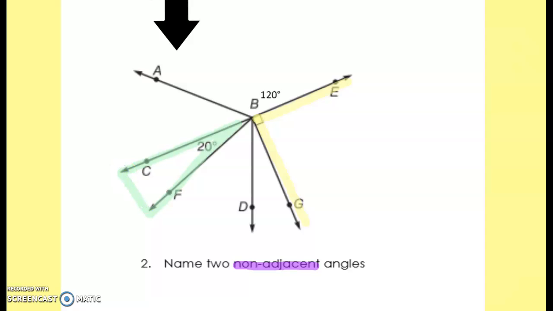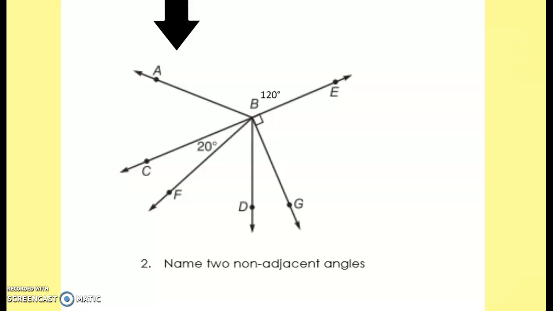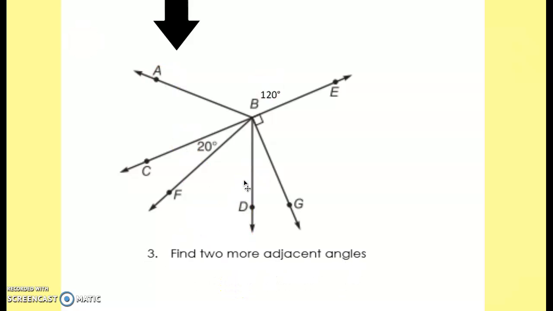So if I was going to label those, I would say EBG. That's that yellow angle. And then my green angle would be CBF. And again, guys, we need 3 letters in order to correctly label our angles.